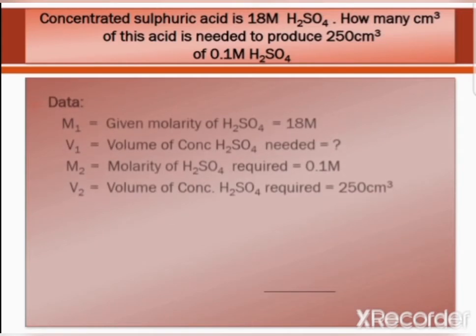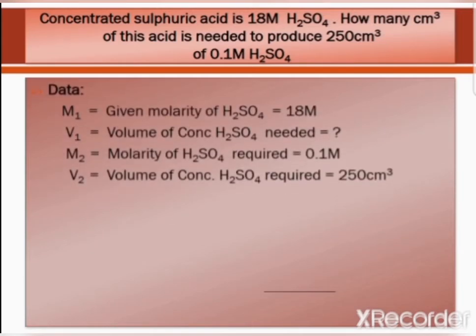Now, according to the given data, M1 is the given molarity of sulfuric acid, which is 18 molar. V1 is the volume of concentrated sulfuric acid needed. M2 is the molarity of the sulfuric acid required to be prepared, which is 0.1 molar. V2 is the volume of sulfuric acid required, which is 250 cubic centimeter.